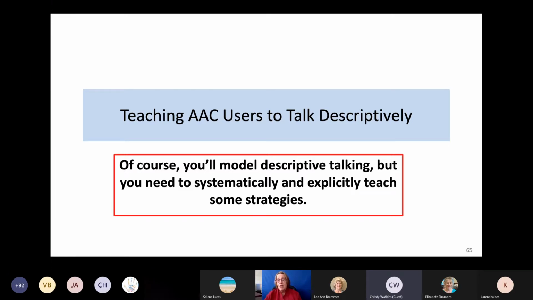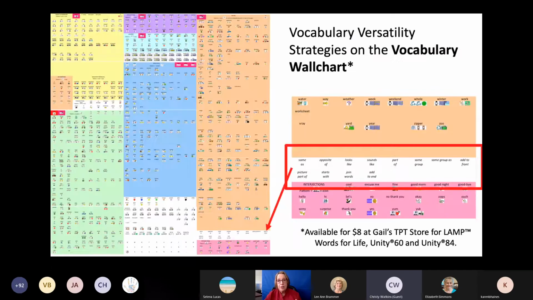I've leaned pretty heavily on your modeling descriptive talking, but you also need to systematically and explicitly teach some strategies. Some of the things that you model, kids will get and just run with it. But many other times you're just going to have to really teach it to them. And this is where, again, my wall chart comes in. I do have wall charts at my Teachers Pay Teachers store, which I disclose in my ASHA disclosure. And you can take a look at them. You can get one. You can make your own.